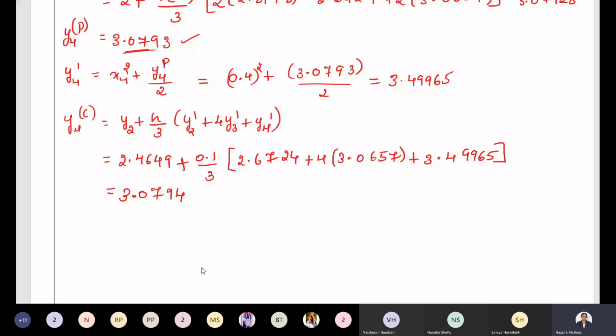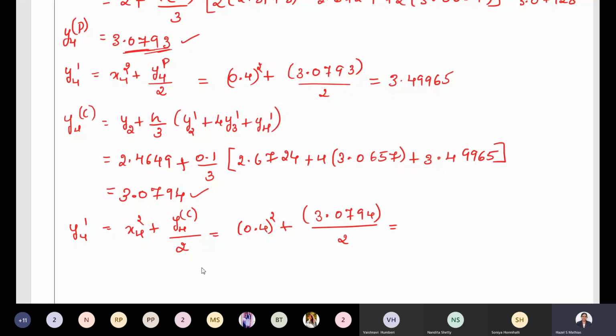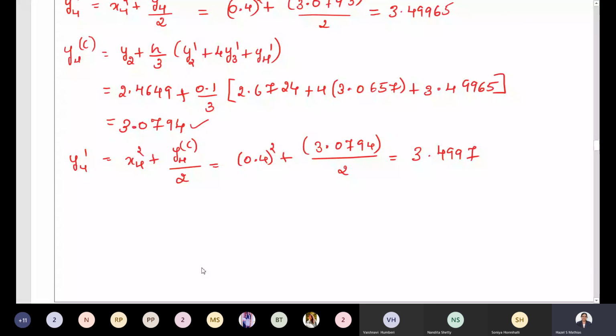Now you need to apply the corrector formula again. For that you need to find y4 dash. So it is x4 square plus y4, now you have to use the corrected value, divided by 2. x4 is 0.4 whole square. Corrected value we found out, that is 3.0794 divided by 2. What is it? 3.4997. Now, okay, all got it?